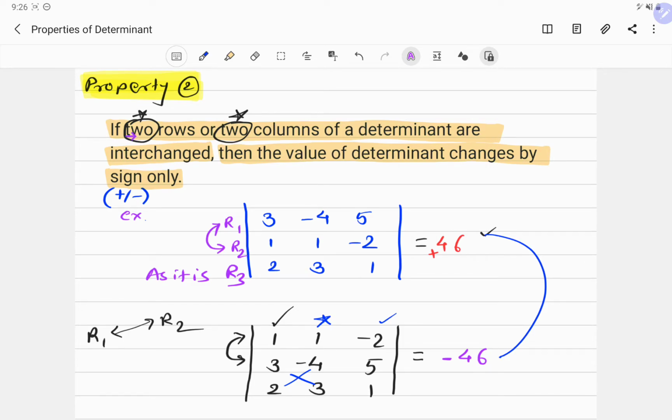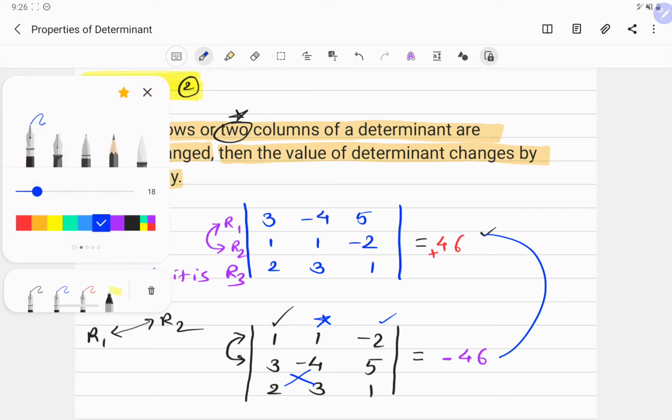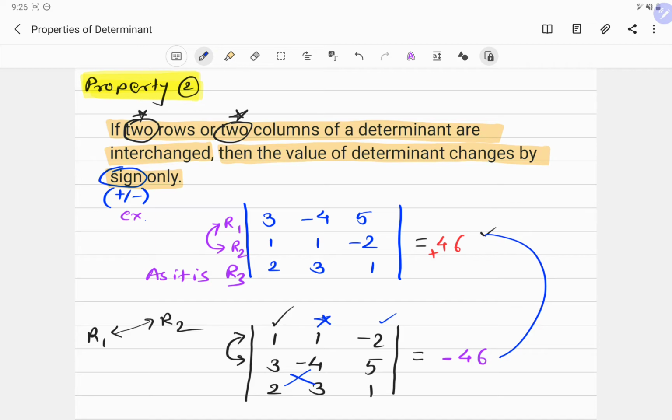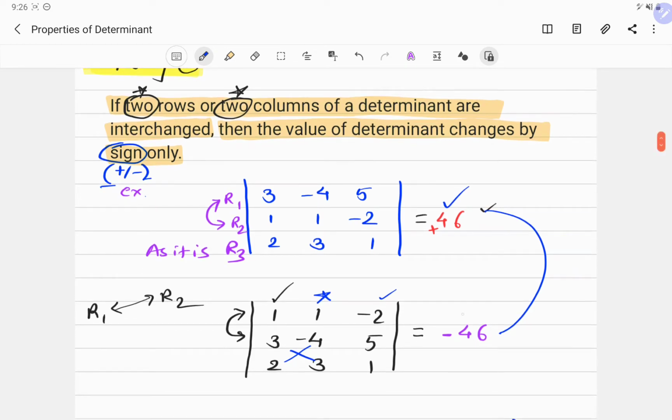Now what this property is suggesting: if you change two rows or two columns of a determinant, then the value of the determinant changes by sign only. This word is very important. The value of determinant changes by sign. Sign in the sense, if the value of the original determinant is plus 46, then the value of the new determinant is minus 46. If the value of the original determinant is, let's say, minus 5, then the value of the new determinant will be plus 5. So there will be a change in terms of sign only if you interchange any two rows or two columns of a determinant. I hope every one of you got this.